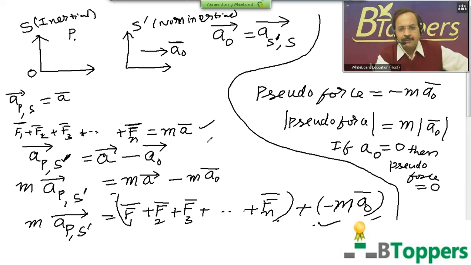Of course, the laboratory frame of reference we consider as an inertial frame of reference in all the problems we are going to discuss. Therefore, any frame of reference which moves with uniform velocity with respect to the lab frame is also considered an inertial frame of reference, and there will be no pseudo force on the body when the acceleration a0 is 0.